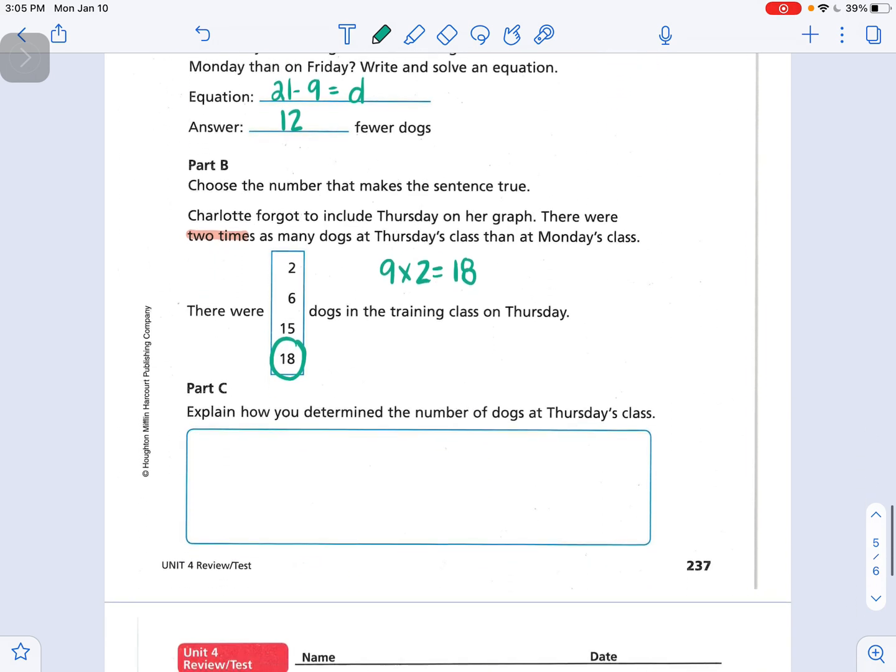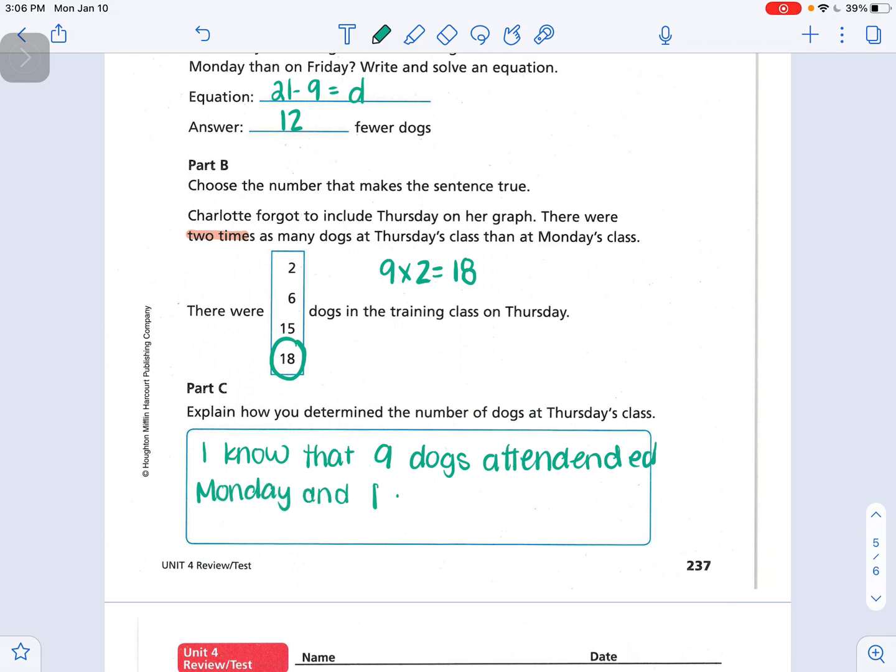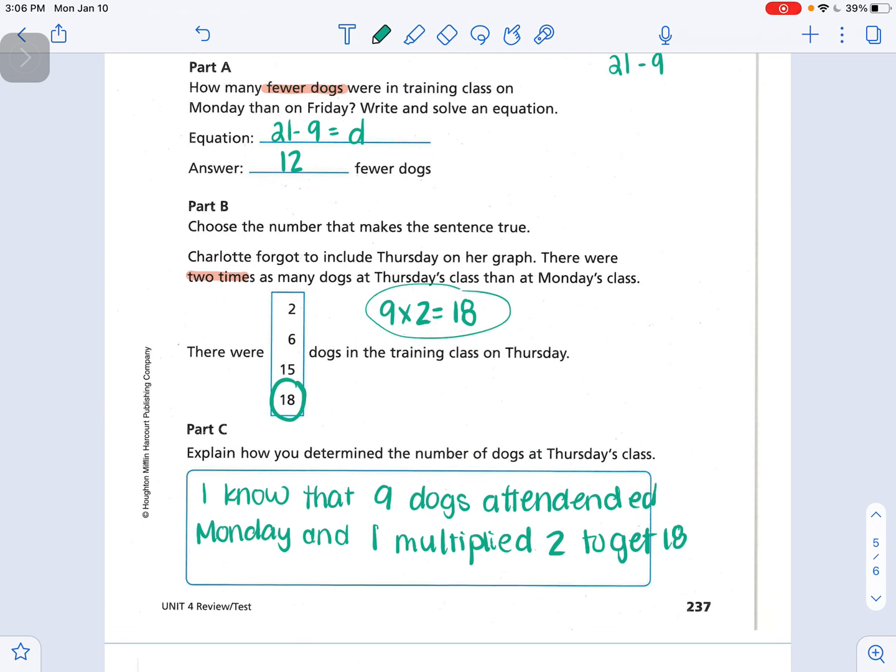Part C asks you to explain how you determine the number of dogs. So I would say, I know that 9 dogs attended Monday, and I multiplied by 2 to get 18. I'm just writing out in words what I explained to you guys, or what I wrote here in my equation, okay?